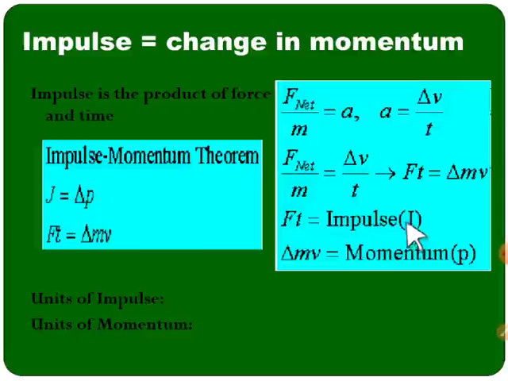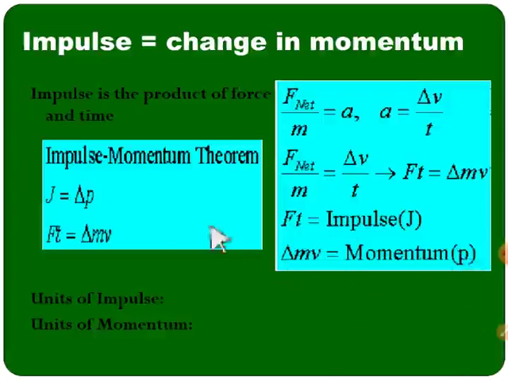J is a vector quantity, that means impulse is a vector quantity. Why? Because force is also a vector quantity. In some textbooks you might have seen impulse represented by capital I also, that can be done, but this is a matter of notation only. So your impulse J vector is equal to the change in momentum, which is denoted by P. Momentum is a vector quantity because v is also a vector quantity.